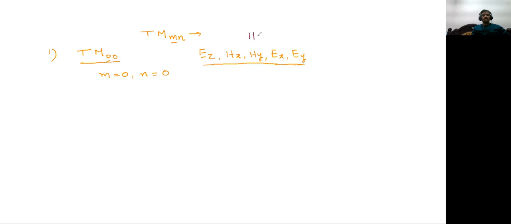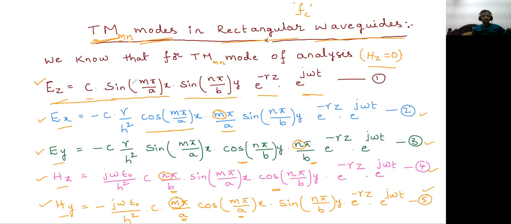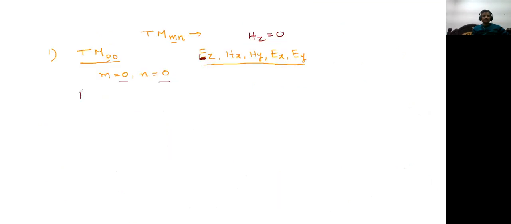Already we know that HZ is zero for the transverse magnetic mode of analysis. If all these five terms are zero, then this particular mode will not exist. If at least one component of this is not equal to zero, then we can say this particular mode will exist. Let us check whether EZ will be existing or not. If you substitute M equal to zero and N equal to zero in the previous expressions, sine of zero, whatever the other terms are, you will simply get zero. That means EZ will be simply equal to zero.